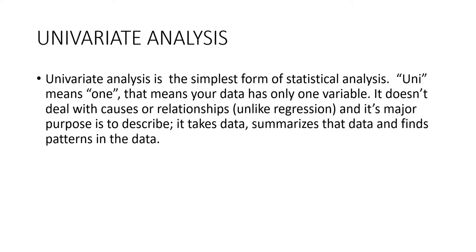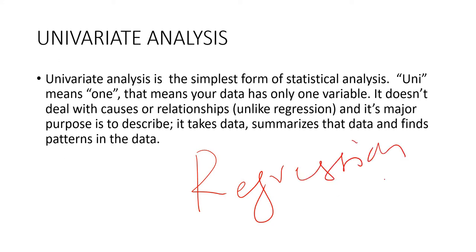Fine. What is univariant analysis? I'm comparing the difference between univariant analysis and bivariant analysis in this video. Univariant analysis is the simplest form of statistical analysis. Uni means one. That means your data has only one variable. It doesn't deal with causes or relationships, and its major purpose is to describe: it takes data, summarizes that data and finds patterns in that data. Here only one variable is coming into picture, so there is no analysis of the relationship between variables. As part of regression, we normally focus on the relationship between two variables. That won't come here because there is only one variable.